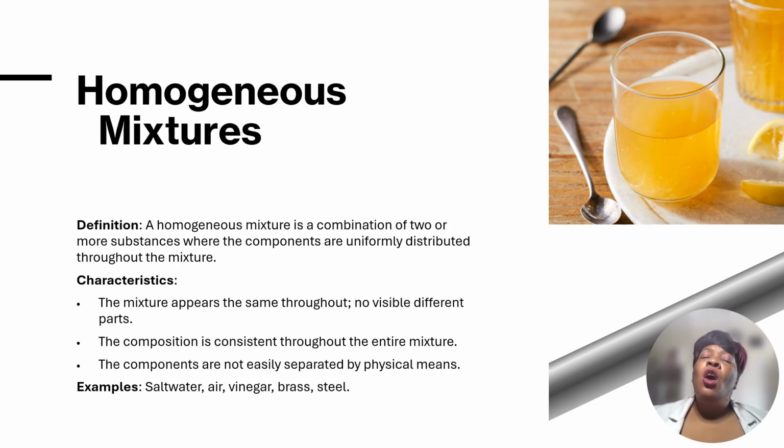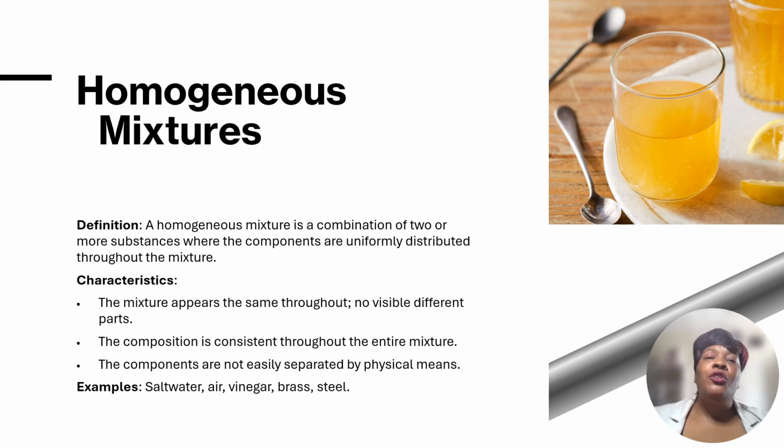What does that mean? Well, homogeneous mixtures is a combination of two or more substances where the components are uniformly distributed throughout the mixture. Here are some characteristic traits you need to be familiar with. Number one, the mixture appears the same throughout, so there are no visible different parts. Number two, the composition is consistent throughout the entire mixture. And number three, the components are not easily separated by physical means.